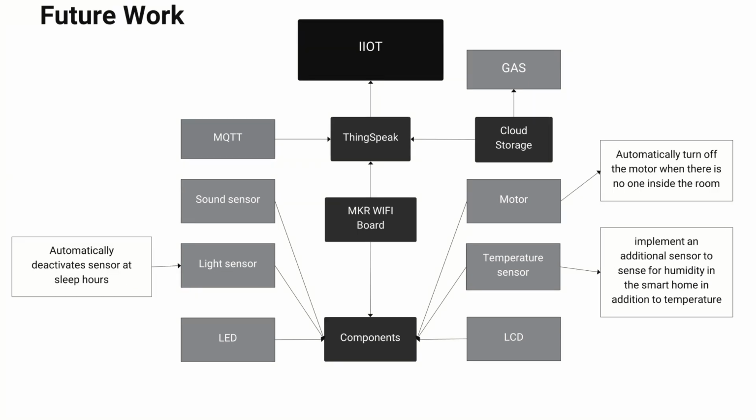For future developments, to improve the energy efficiency, the system can be modified to automatically deactivate the light sensor at sleep hours so that the light sensor doesn't have to be active while the person is asleep. For the motor, it can be modified in a way that it will be turned off automatically when there is no one inside the room. Lastly, in addition to the temperature sensor, an additional humidity sensor can be added to detect the humidity of the home to give extra feedback on the environmental conditions to the owner.